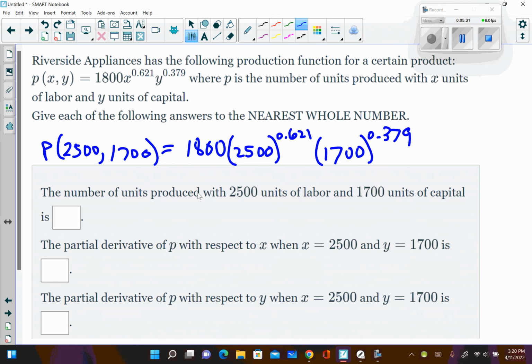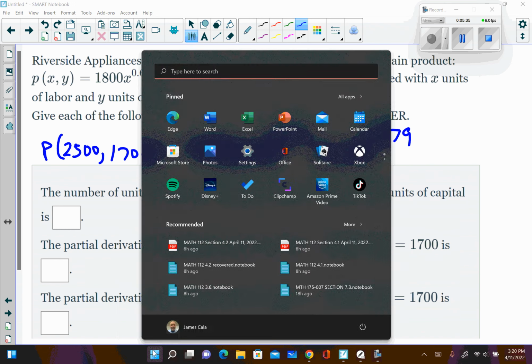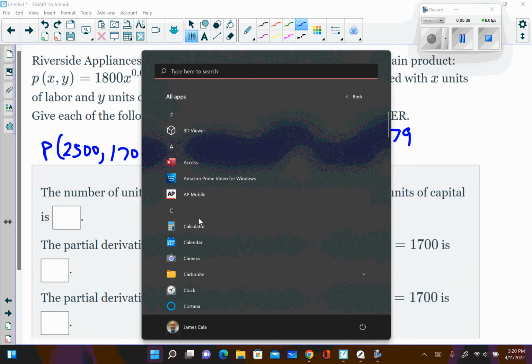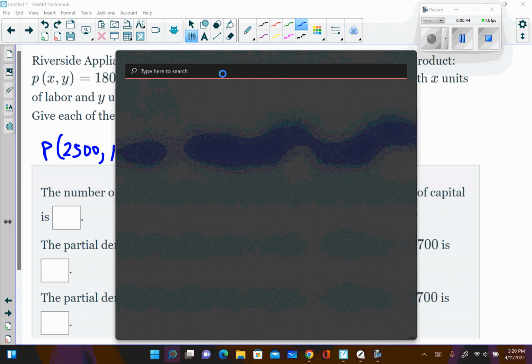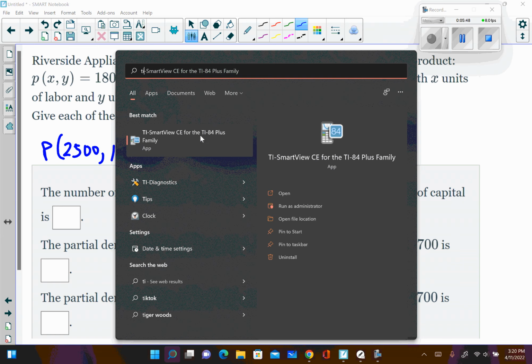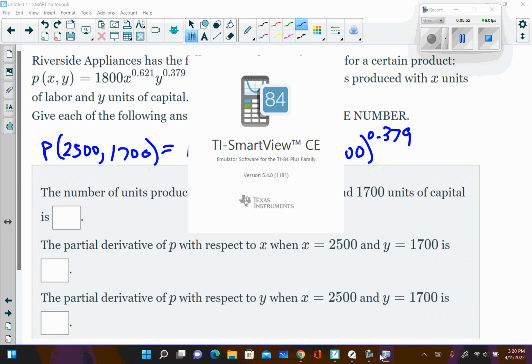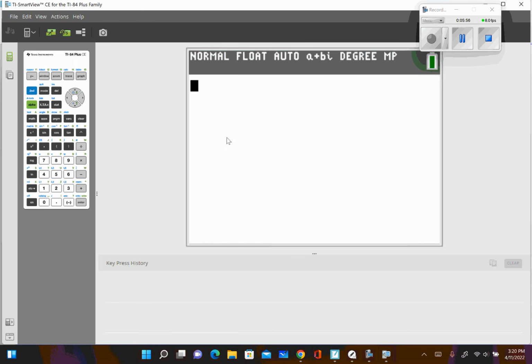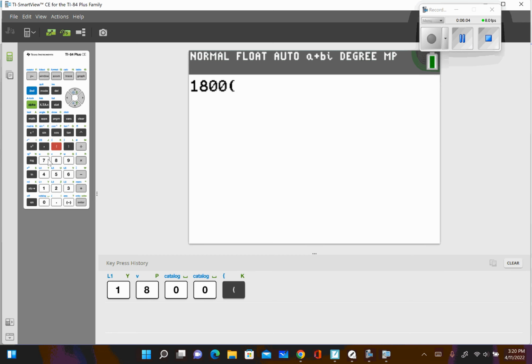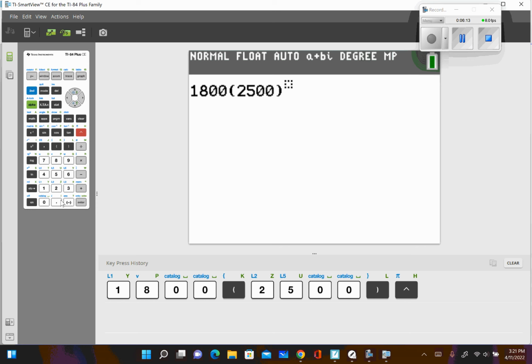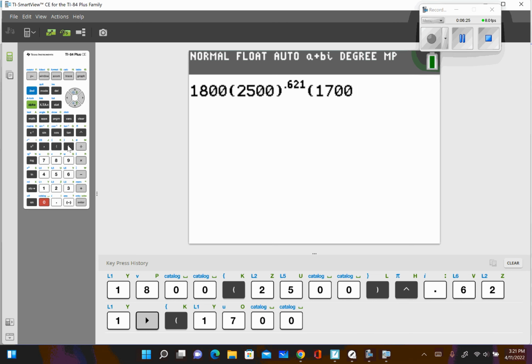So I'm going to get a calculator out to calculate this. 1800 parentheses 2500 close parentheses raised to the 0.621, don't need the zero, right arrow, open parentheses 1700 close raised to the 0.379, don't need the zero.